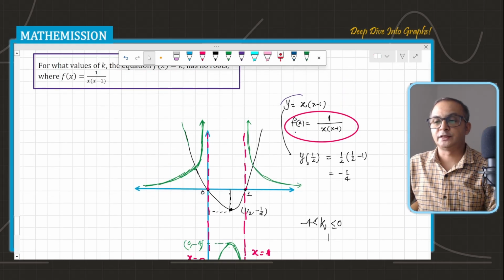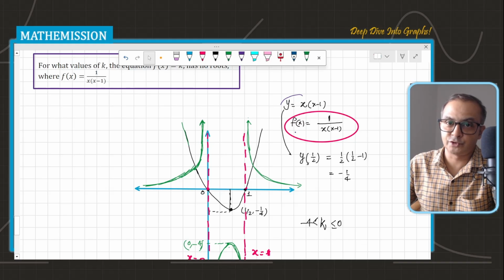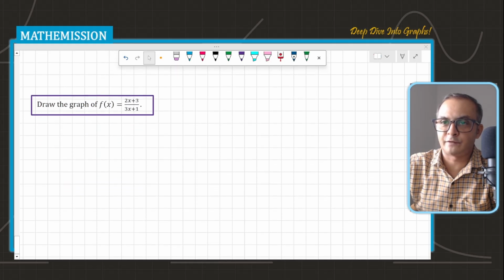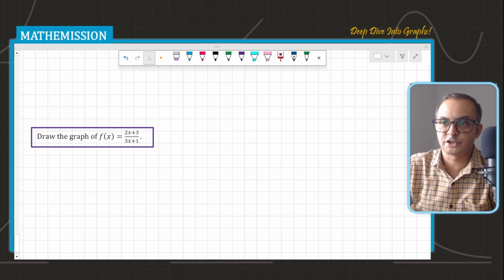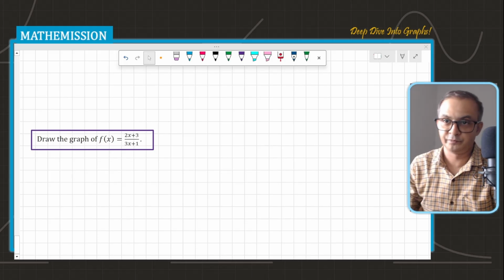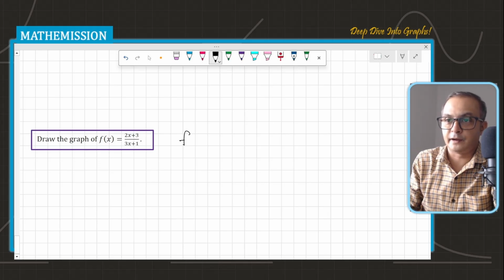All right. So in this way, we can draw the graph of 1 by x into x minus 1 and solve this question. Now we understand how to draw the graph of any rational function of such kind in which the numerator and denominator are linear. For that, I have taken an example, and our aim is to draw the graph of 2x plus 3 by 3x plus 1.